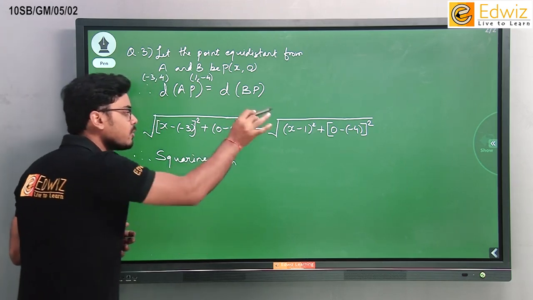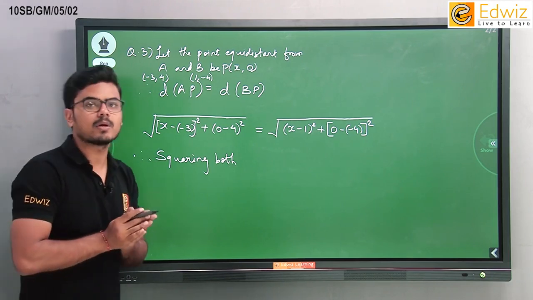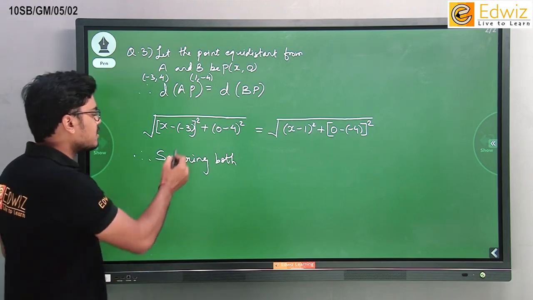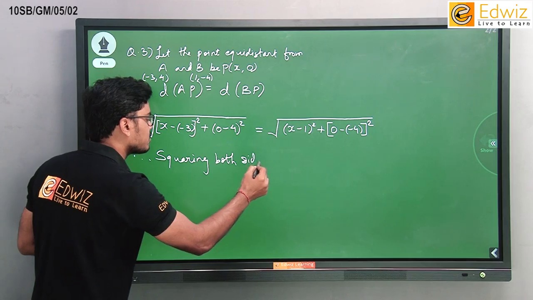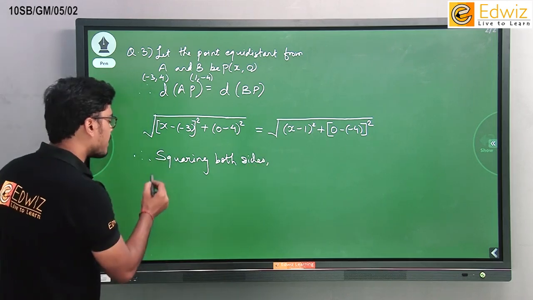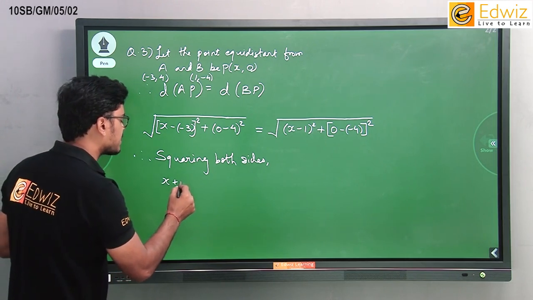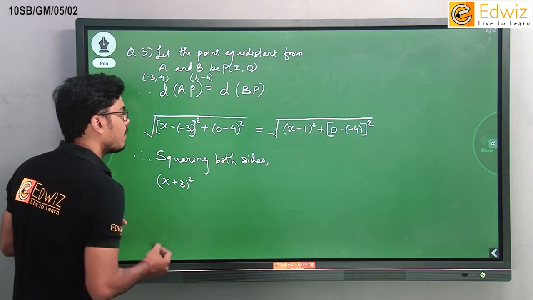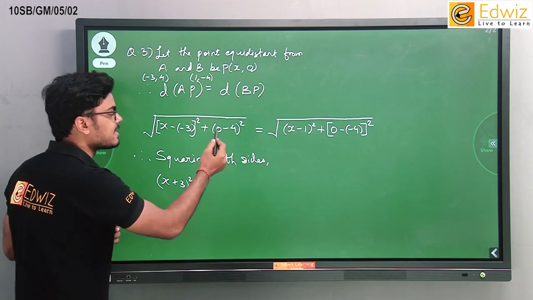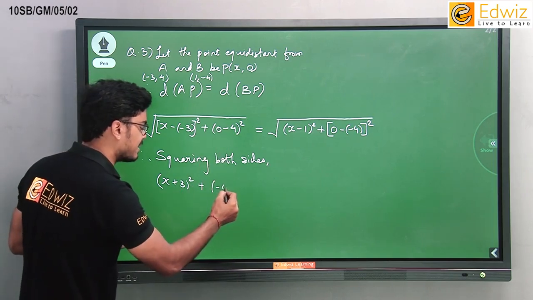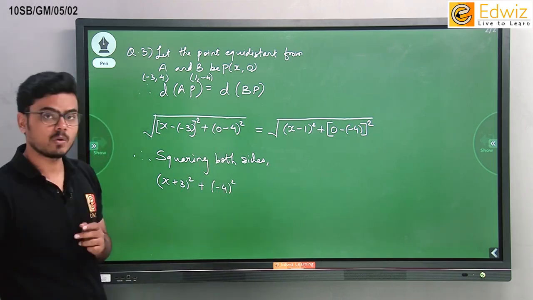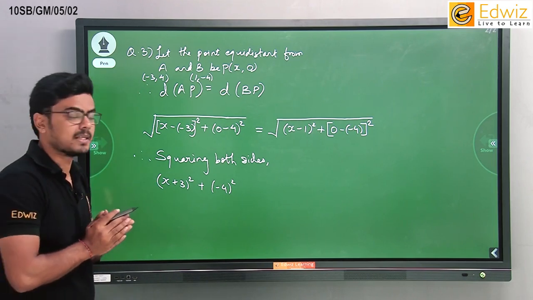उससे क्या होगा, ये square root वाला part हट जाएगा. We don't need to calculate that further. So on squaring both sides, this will become x minus minus will become plus. So x plus 3 the whole square plus this is 0 minus 4 मतलब सिर्फ minus 4 the whole square. Okay, square root got removed completely.